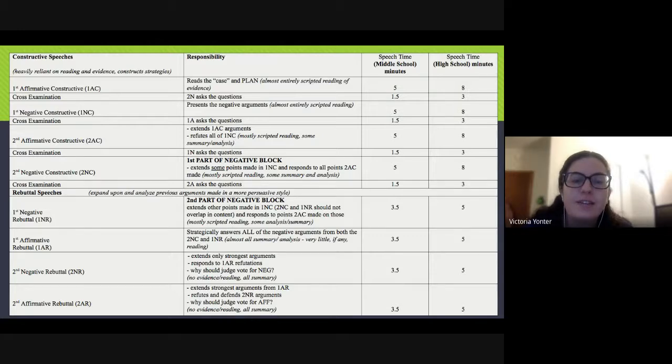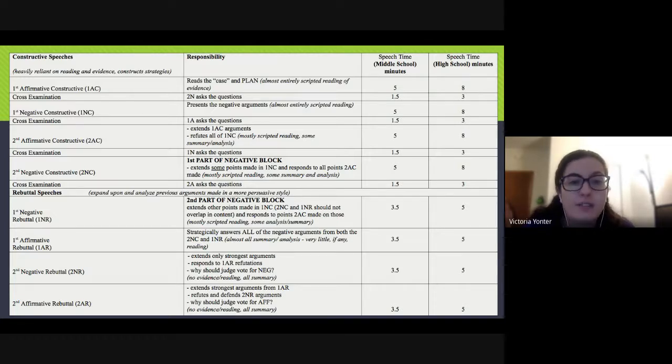And so the 1NR extends other points that the 1NC made. They should not be overlapping, and they respond to points that the 2AC made on those specific pieces of paper, or those flows or those arguments. There's still maybe some card reading, but this should be towards the end of card reading.